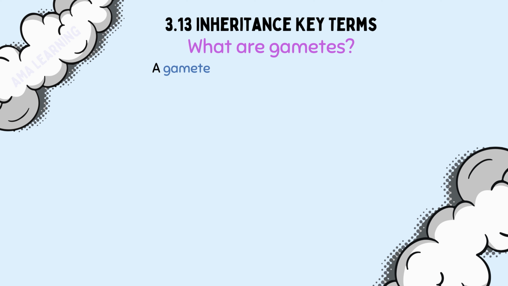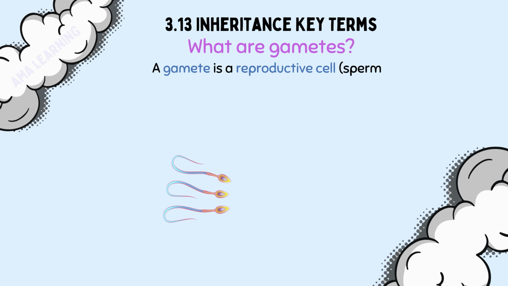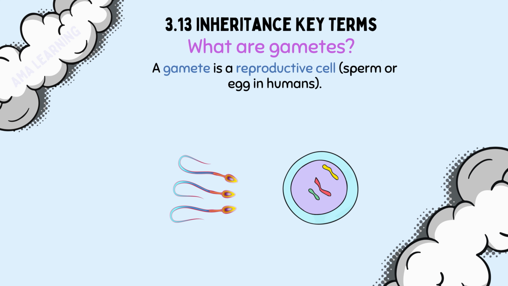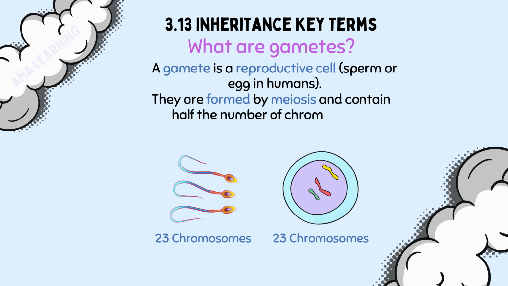A gamete is a reproductive cell, sperm or egg in humans. They are formed by meiosis and contain half the number of chromosomes, haploid. The key terms from this specification point feed into the rest of topic 3. Understanding them will ensure success across topic 3, and the key terms covered in 3.13 will find their way into many questions from other specification points.